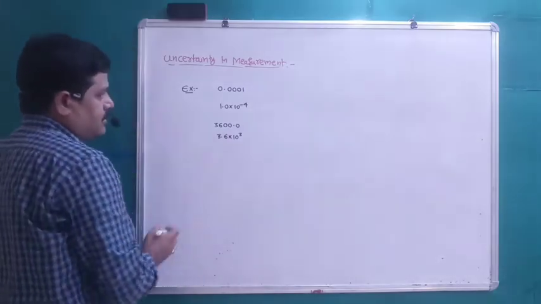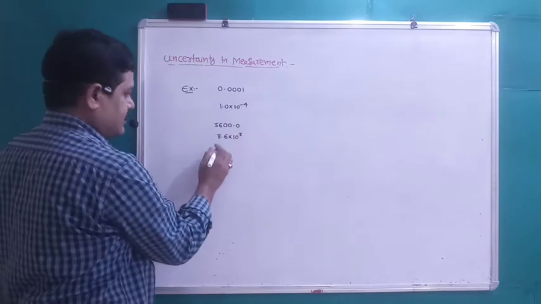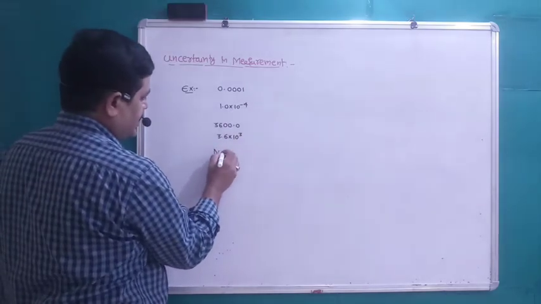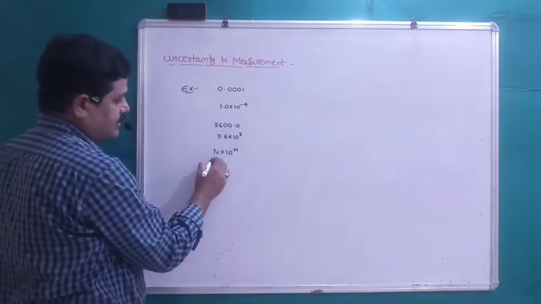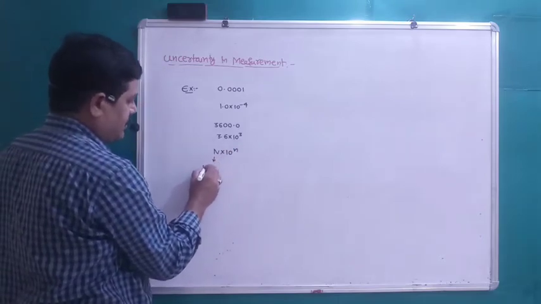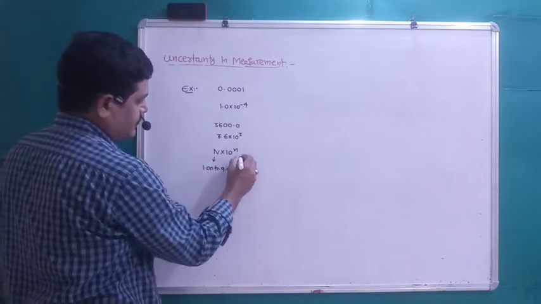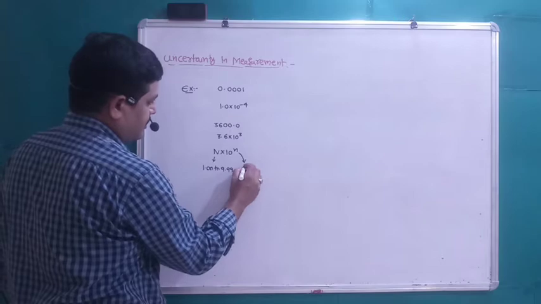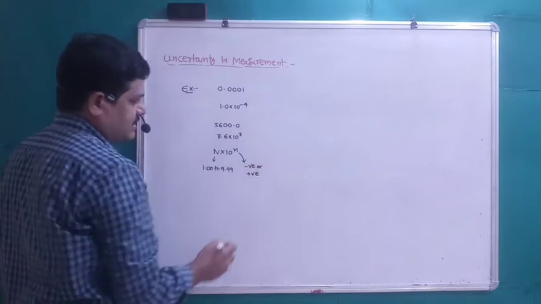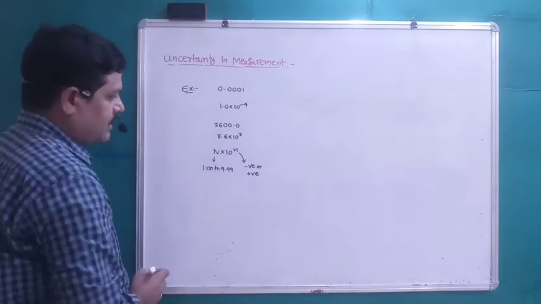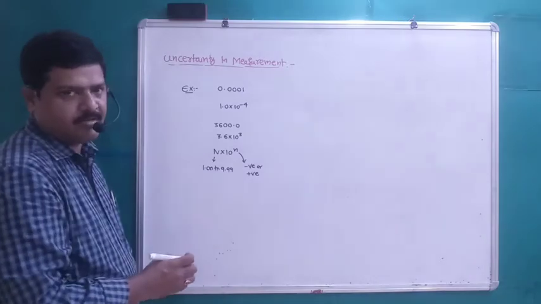By using scientific notation, we can express the result like this. The general form is N into 10 power n, where capital N ranges from 1.00 to 9.99, and n is either a negative or a positive integer. This is an easier method of expressing the result by using scientific notation.